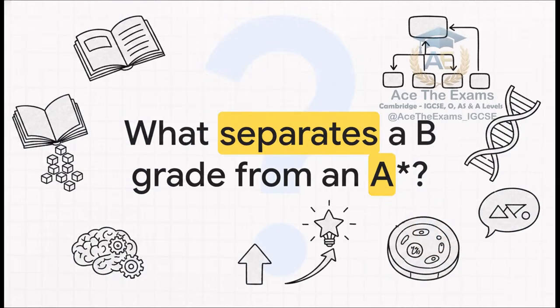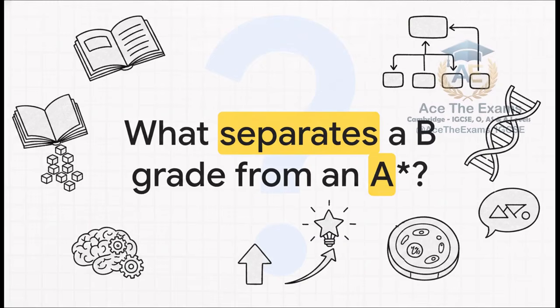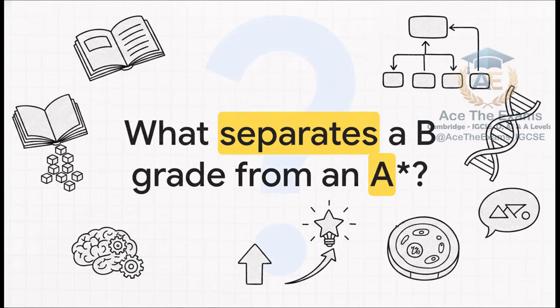What exactly separates a B grade from an A star? Well, the difference isn't just about memorizing facts. If you've been memorizing textbooks and still falling short, it's really about how you structure your scientific reasoning. It's the difference between simply knowing the science and knowing how to communicate it perfectly to the examiner.